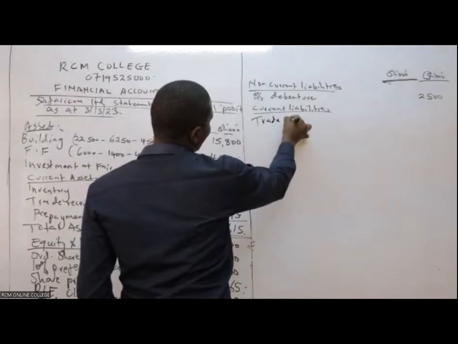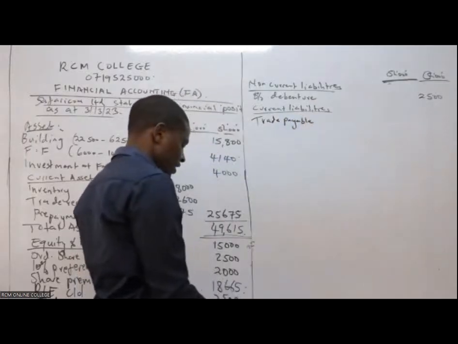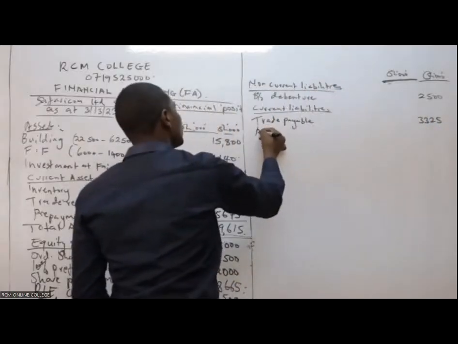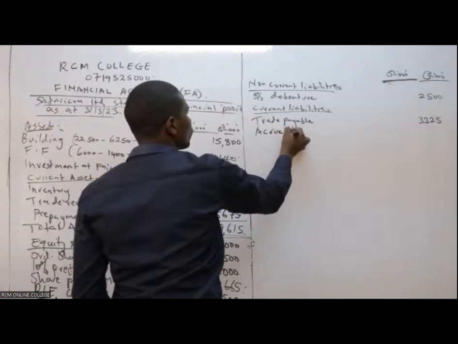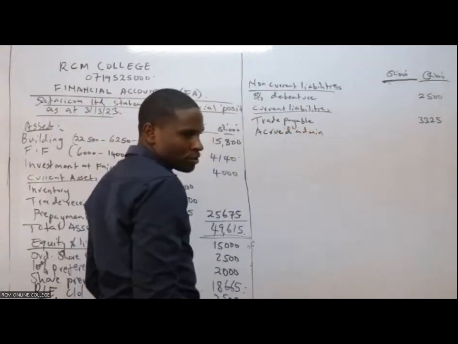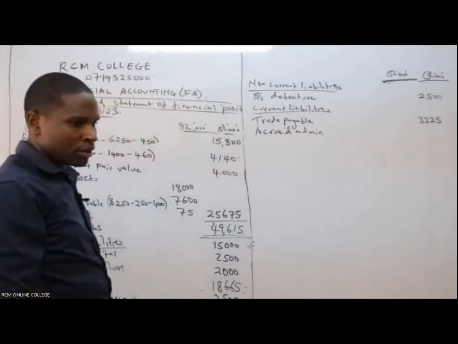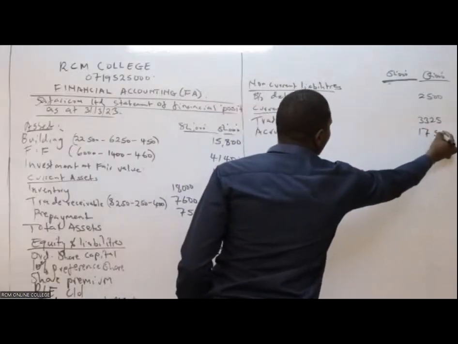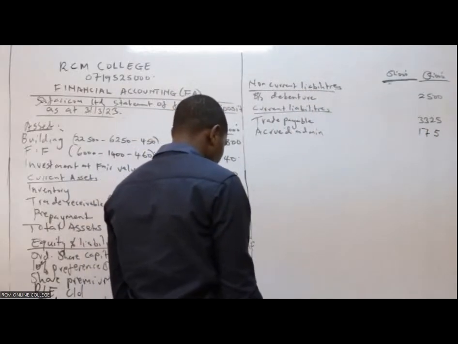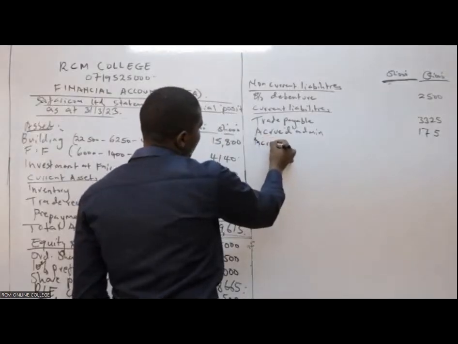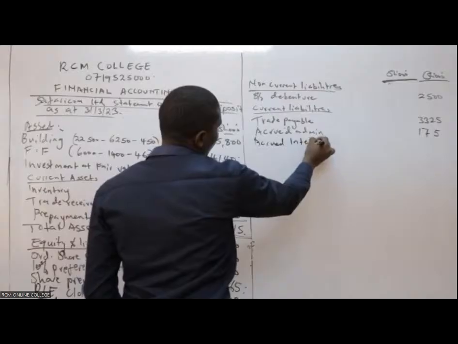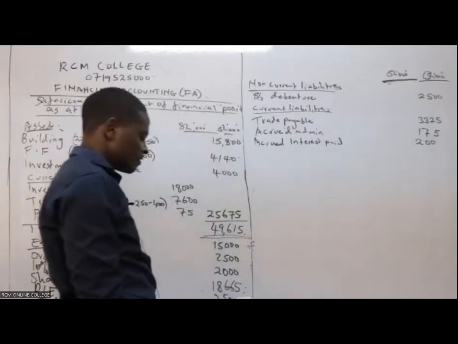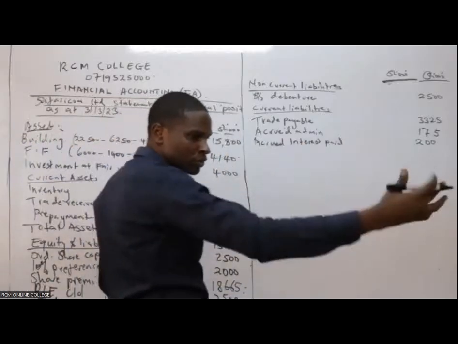Trade payable. How much is our trade payable? Looking carefully, we were given 3,325. Accrued admin. How much was it? Somebody remind us. I want to see if you remember. 170. 175. There was accrued interest paid, that one of 200. 200. Go carefully. We were given the bank overdraft because it is on the other side.